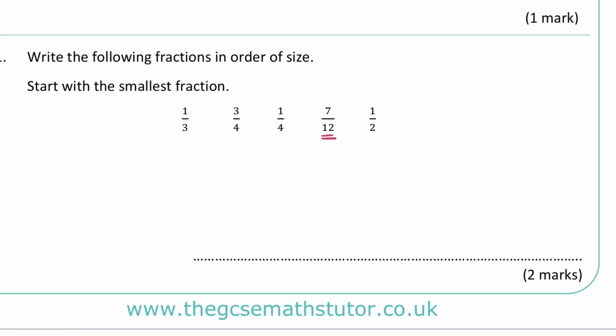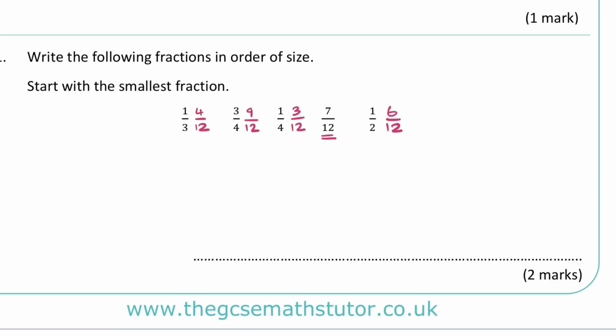So yes, we can make these all out of 12. So 1/3, we'd have to times the top and bottom by 4. So that would give us 4 over 12. 3/4, we would have to times the top and bottom by 3 to make the denominator 12. That would give us 9 over 12. Same for the 1/4, so that would give us 3 over 12. And for the half, we've got to times the top and bottom by 6. That's 6 over 12. Now they're all over 12, we just need to look at the numerators.